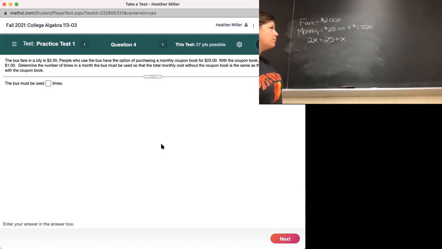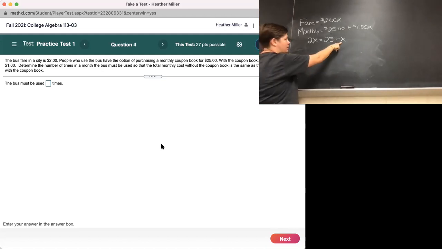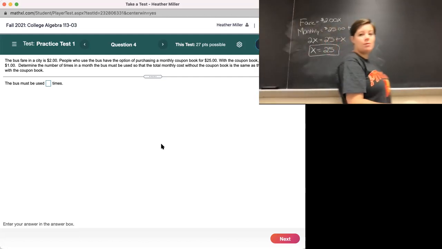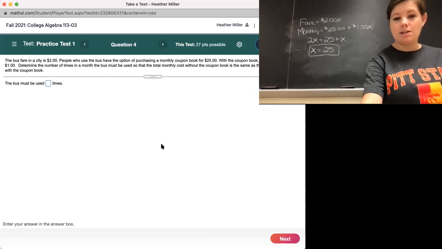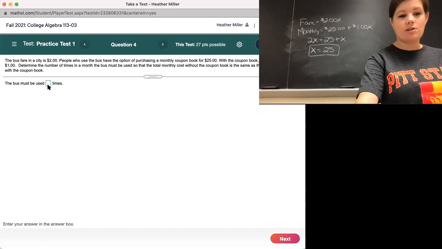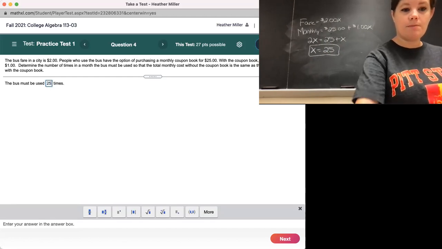Notice I dropped the 0.00 for the money, and I dropped the $ sign. That way it's more mathy. But now I just solve for x. I'm going to subtract x from both sides, so I get x equals 25. There's nothing else to do. So 25 times I can take the bus, and the monthly discount book and just using the regular fare system are going to cost the same.